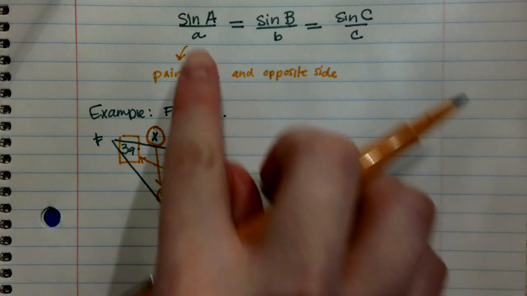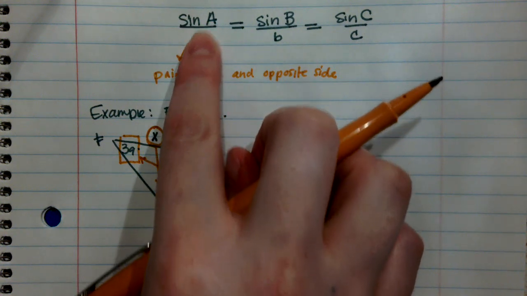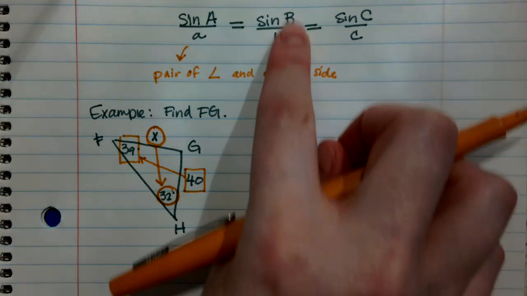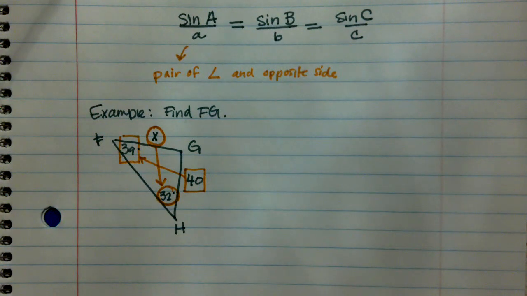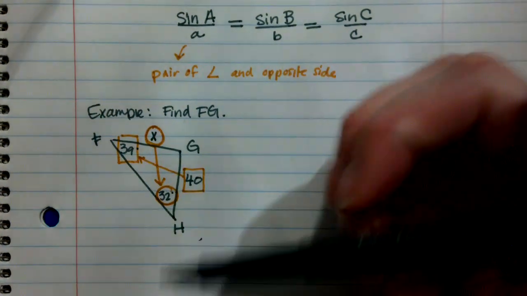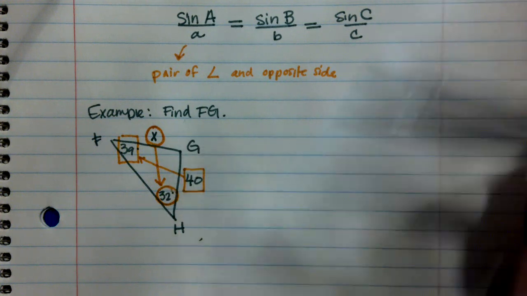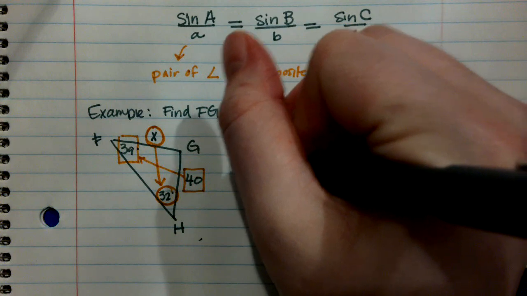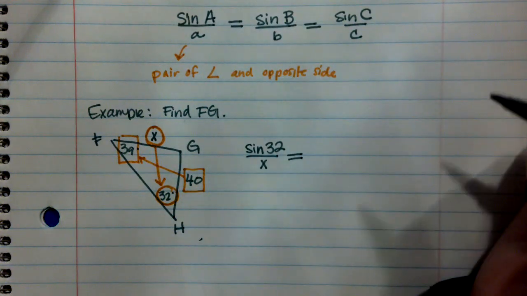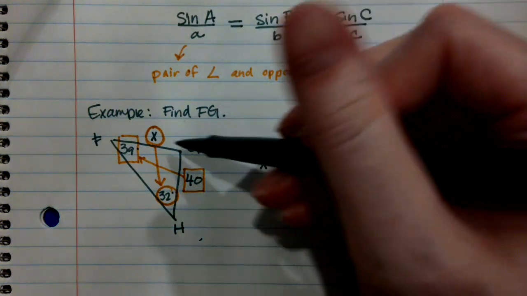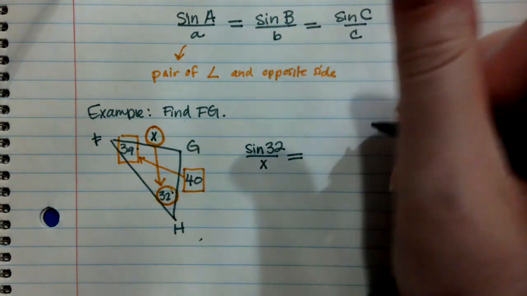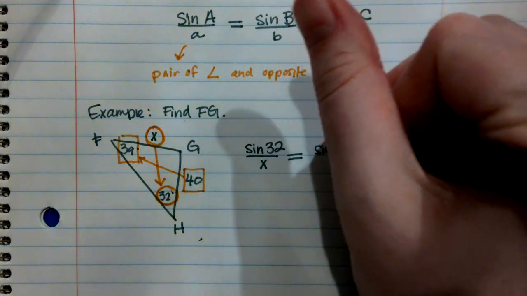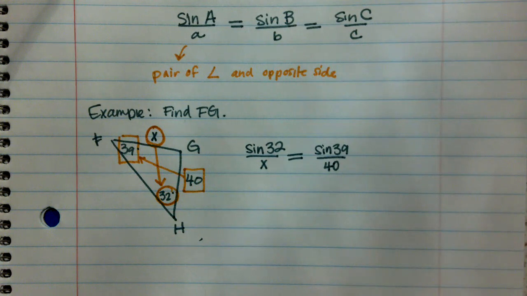To set this up, you're just going to want to do the sine of an angle and its matching side is equal to the other set. I always start with the one that I'm trying to find. So I start with this X pair, but the angle goes on top. So the sine of 32 over X equals, and then I need my other pair, the square ones, the sine of 39 over 40.